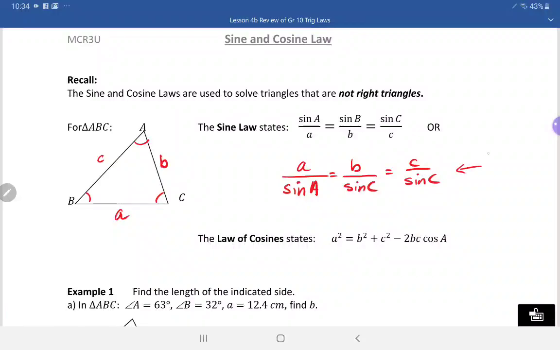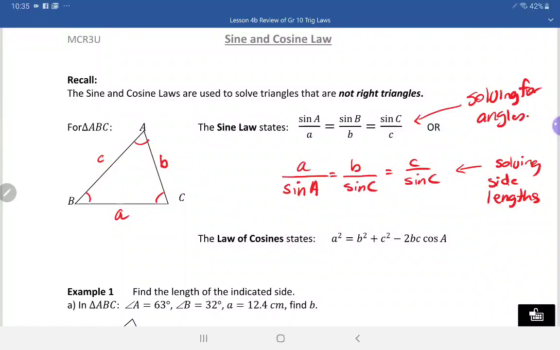Typically, we use this one if we are solving for side lengths, because it's always better if the unknown is in the numerator. And that would mean that we use this version if we are solving for angles. Okay, so you choose the correct one you're solving for and make sure that your angles are on top if you're solving for them and your side lengths are on top if you're solving for them.